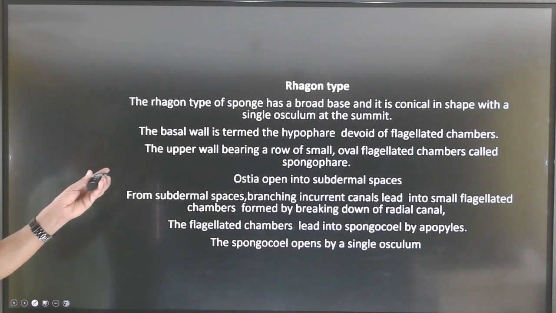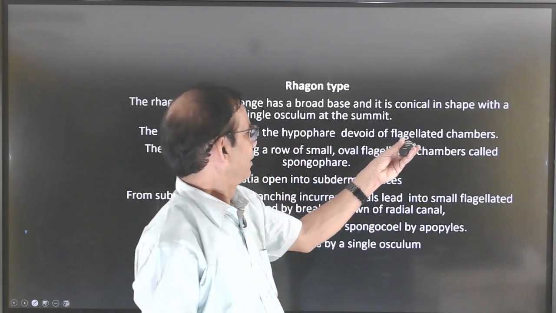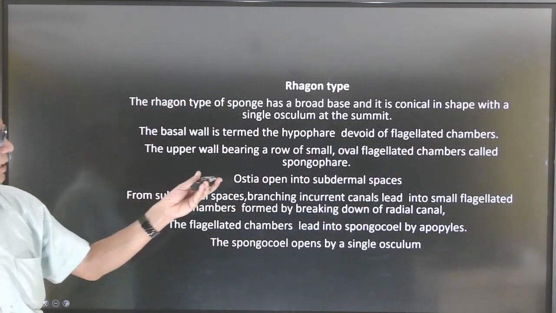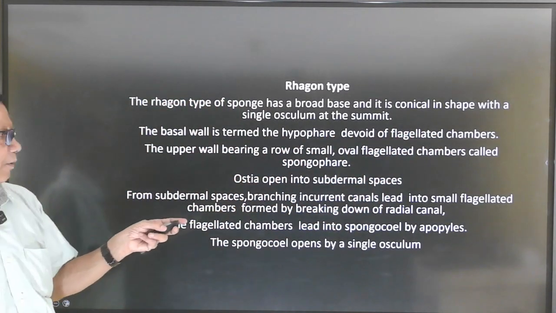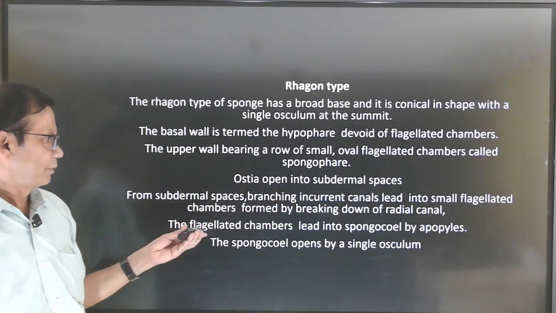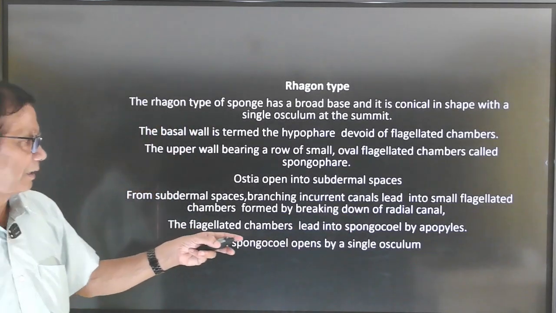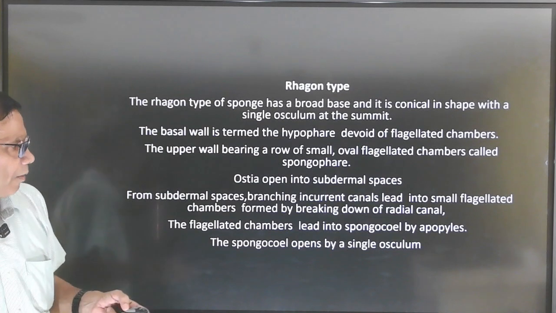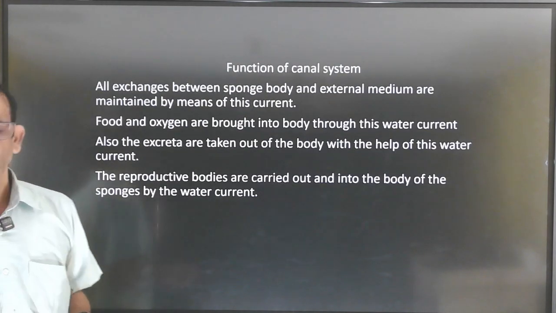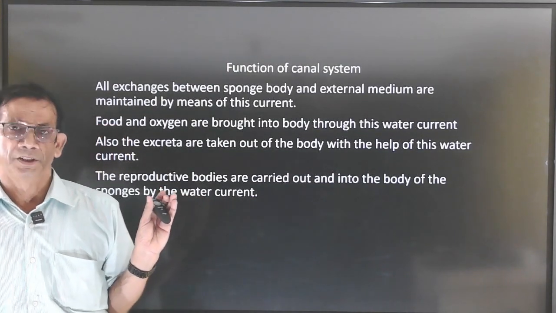As told already, the basal wall is called the hyposphere, which is devoid of flagellated chambers, and the upper wall is called the spongosphere, and the ostia open into the subdermal space, as already shown. This subdermal space is formed by the breaking down of the incurrent canal. The flagellated chambers lead to the spongocoel and open by a single osculum. Now, there are four types of canal system found in sponges.